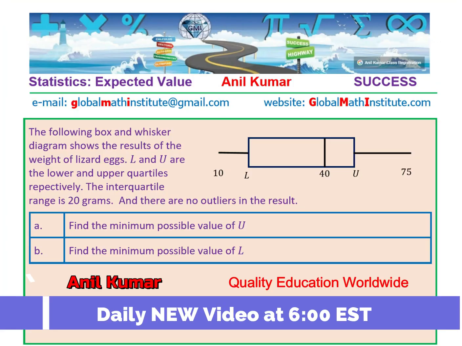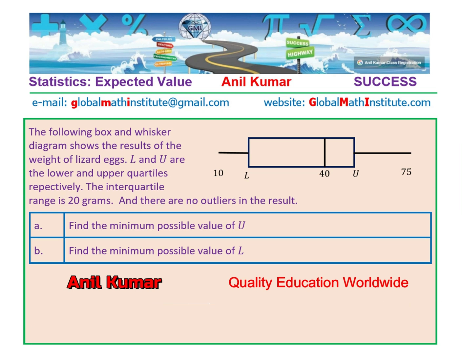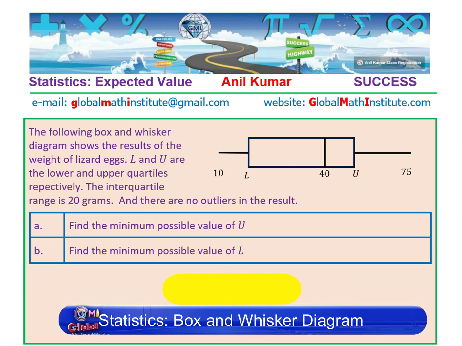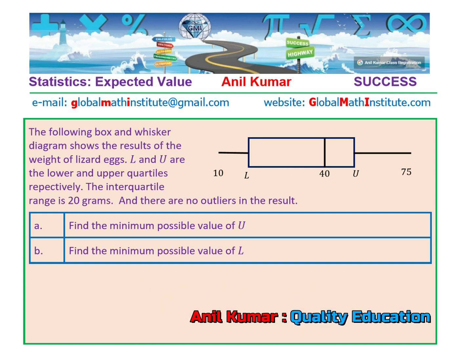Here is a brilliant question from past test papers on box and whisker diagram. We are given some information, and from the given constraints, we need to figure out the rest. The following box and whisker diagram shows the results of the weight of lizard eggs. L and U are the lower and upper quartiles respectively. The interquartile range is 20 grams, and there are no outliers in the result.